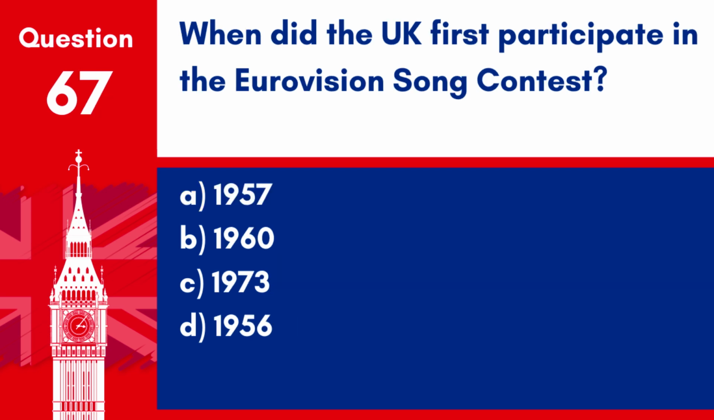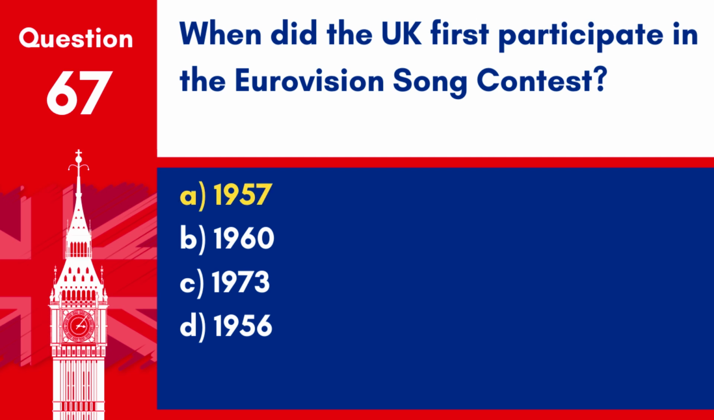Question 67. When did the UK first participate in the Eurovision Song Contest? A. 1957. B. 1960. C. 1973. D. 1956.